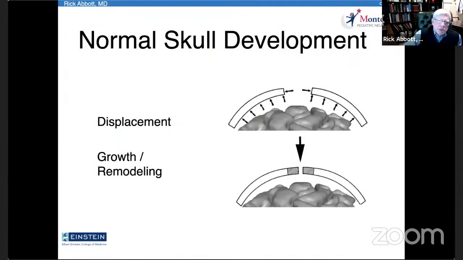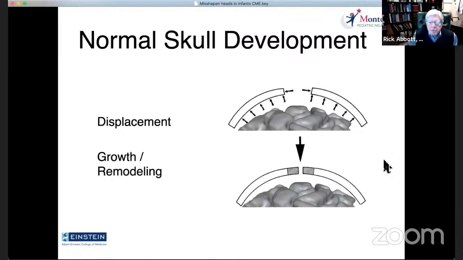With regards to normal skull development, there are two processes going on. The brain is growing, and as it grows, it's pushing on the overlying skull, particularly the skull of the calvarium, or the upper part that encases the brain. Obviously, as those plates move outward, gaps develop between the plates, and the growth is occurring in that area to close those gaps back.